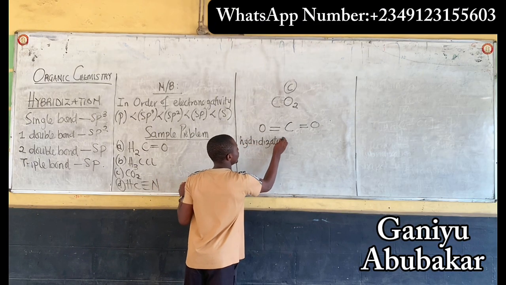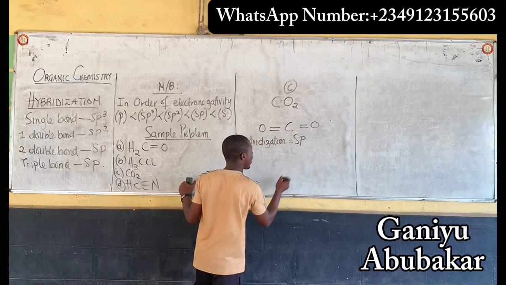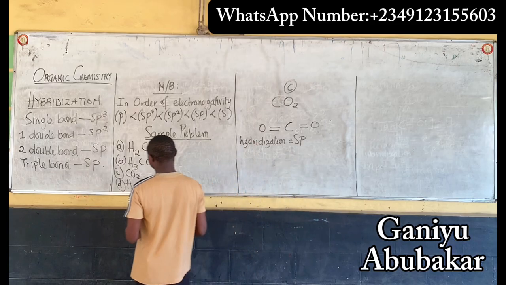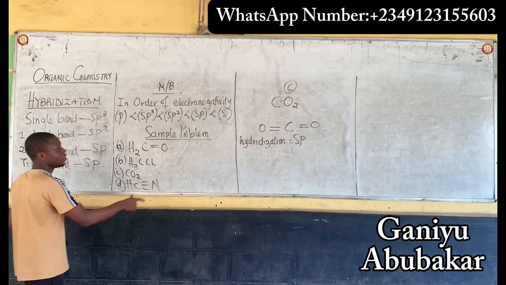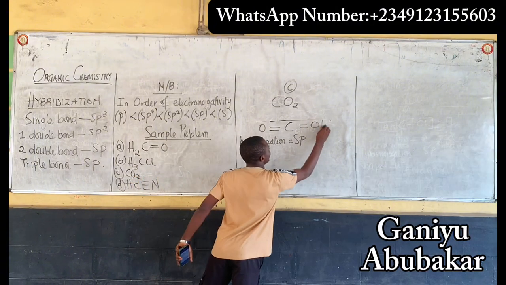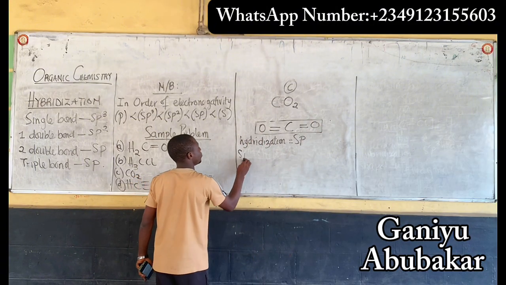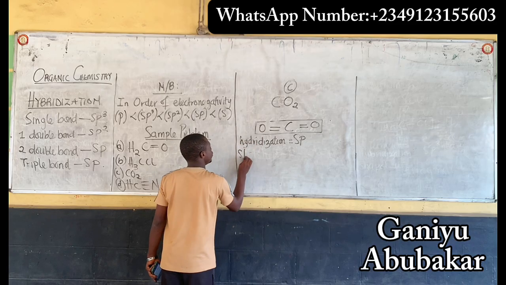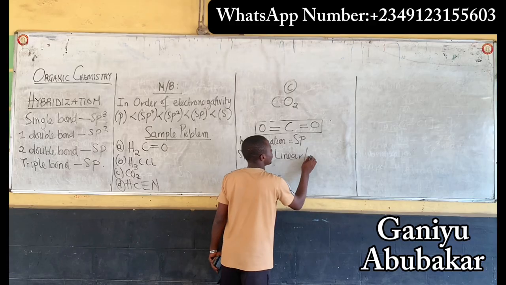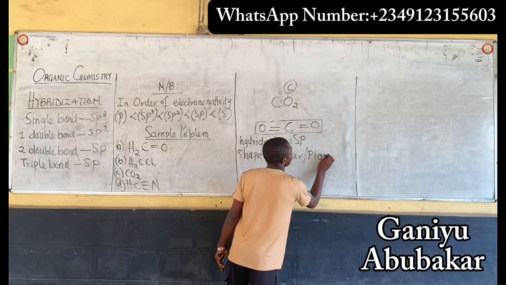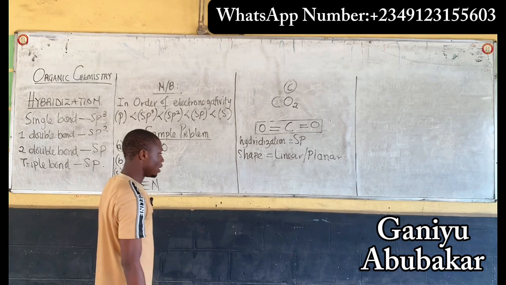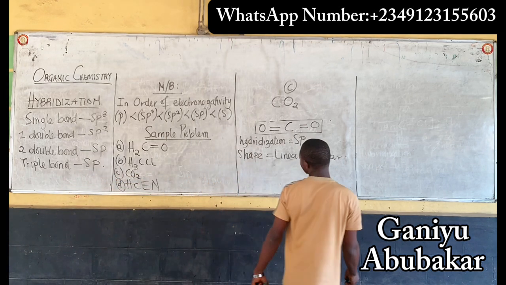The hybridization here is of course what? sp. Why? Because we said two double bonds are sp hybridized. So this carbon here is sp, right? The shape of this molecule is of course linear, or we call it planar. So this molecule is linear or planar. All right, let's do D.